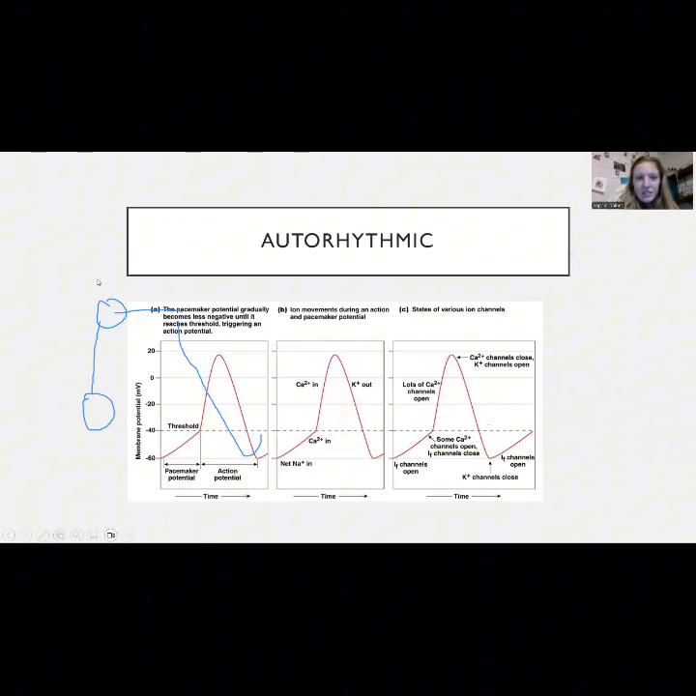And this shows, I should erase this. But this here shows as well the pacemaker potential of this slow kind of rise, and then the action potential that comes as calcium comes in.